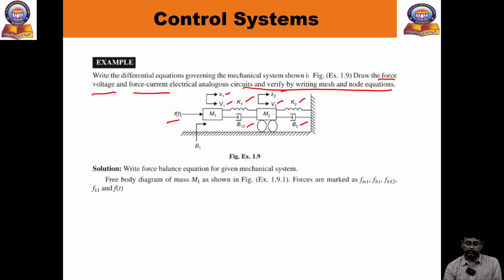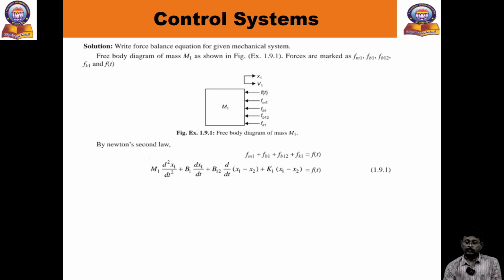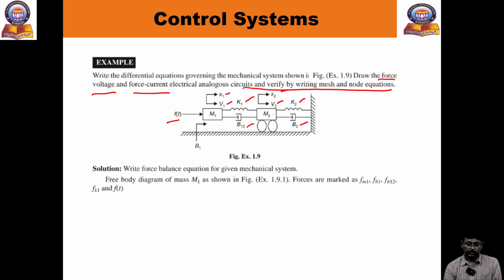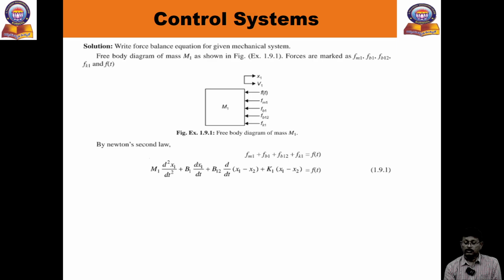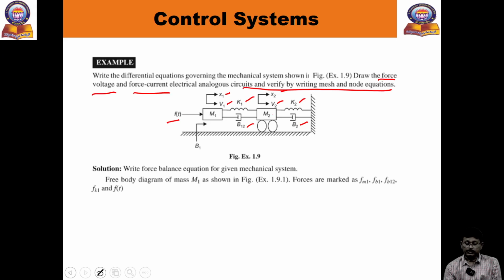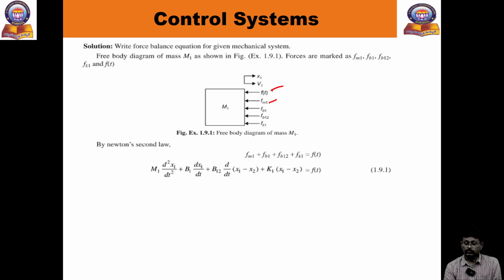Now apply the same method you studied in translation systems. Draw the free body diagram. Where is the force? Taking M1, the force is in this direction. Because of inertia, there is the force F_M1. Now apply Newton's second law: F_M1, then F_B1, then F_B12, then F_K1 equal to the applied force.